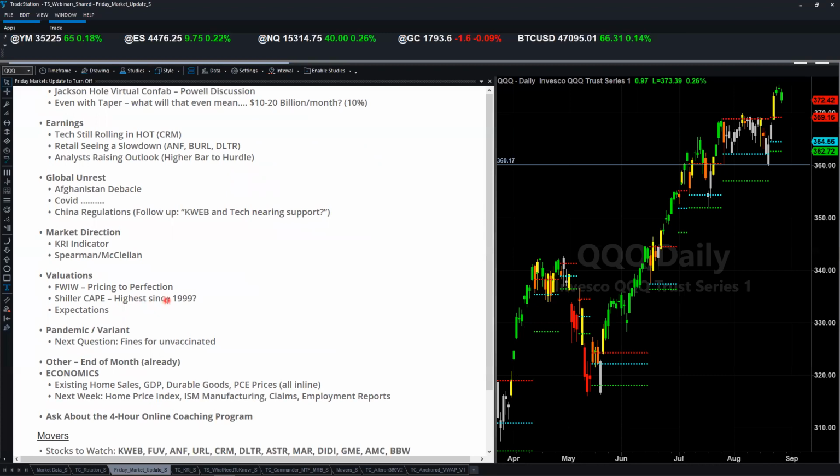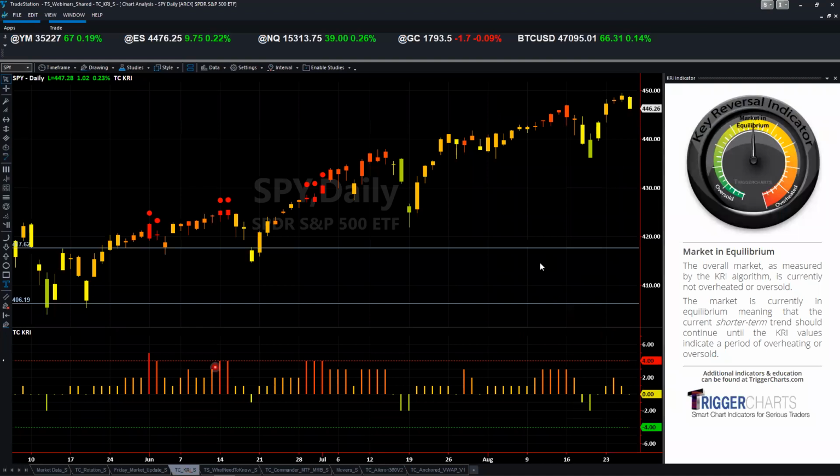Market direction, the KRI indicator and the Spearman. So let's start with that. I think it's interesting. KRI right now, market in equilibrium. We saw it really dip down here in the end of last week with that big dip. And then, of course, this big V, which we've seen how many times, the V? Very, very shallow oversold levels. I mean, it's interesting, right?